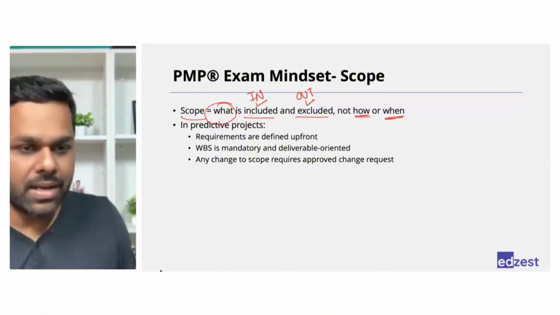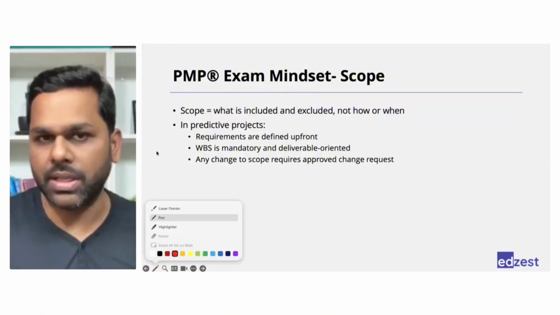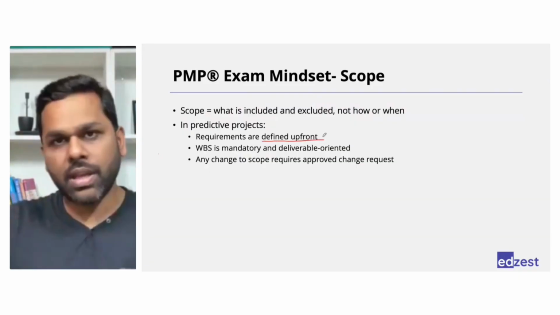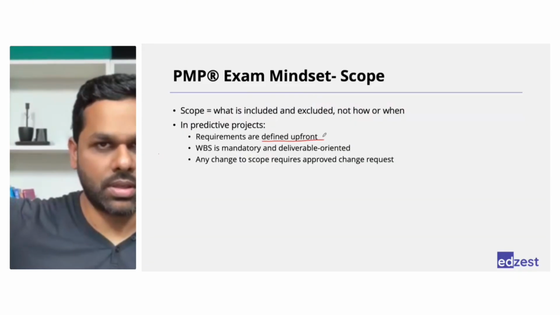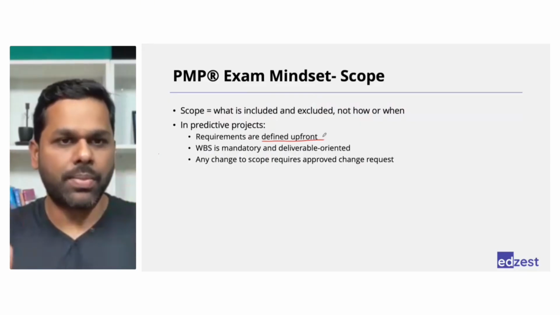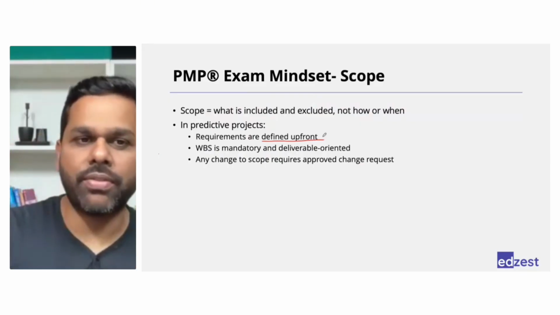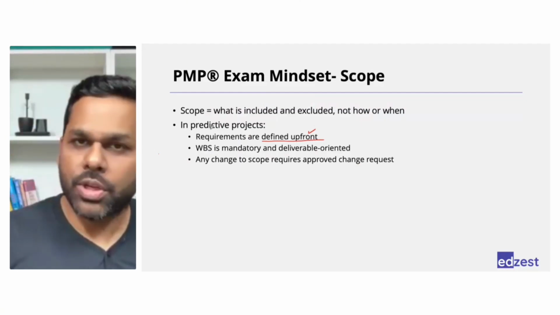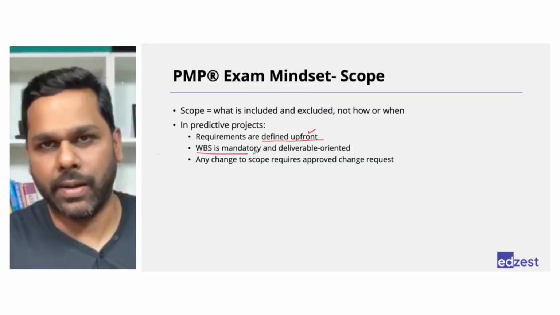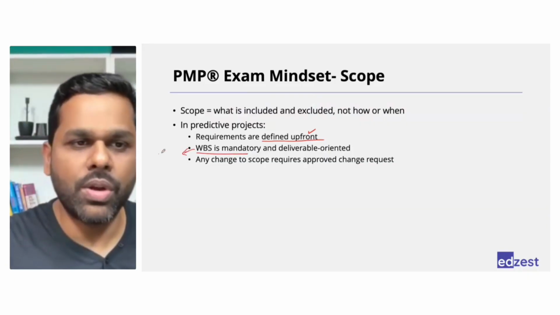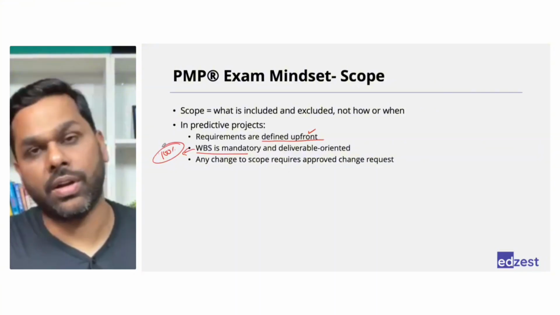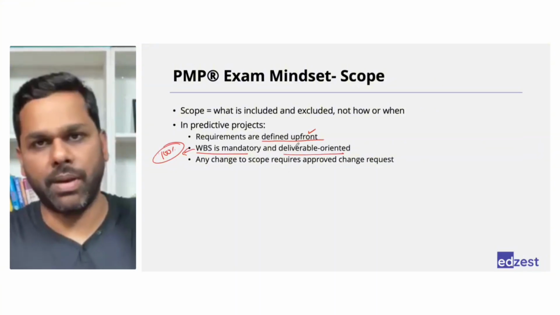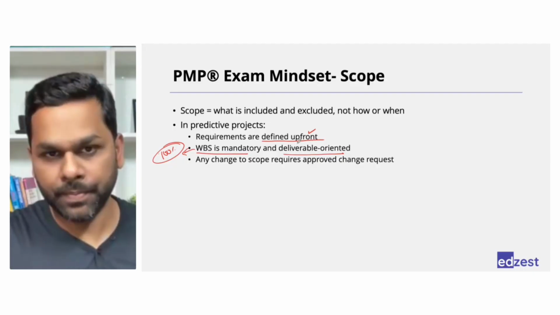Second, in predictive approach projects, in traditional projects, requirements are defined upfront. If you are not clear with the requirements, use agile approach. You will use traditional approach, you will use predictive approach only if requirements are defined upfront. Second, in predictive approach projects, WBS is kind of mandatory because this is the only way you will know whether you have covered everything 100% or not. And it is deliverable oriented.